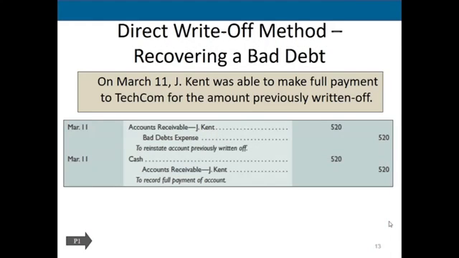What if Jay Kent suddenly finds a heart and says that he wants to, well, I shouldn't say it that way, maybe he finally comes up with the money and decides to pay it off. So on March 11, Kent was able to make the full payment to TechCom for the amount written off. What are we going to do? Well, first off, we need to reverse that entry that we just made. We need to take bad debt expense off the books and restore the receivable with a debit of $520, and then we simply receive the cash like we would in any case.